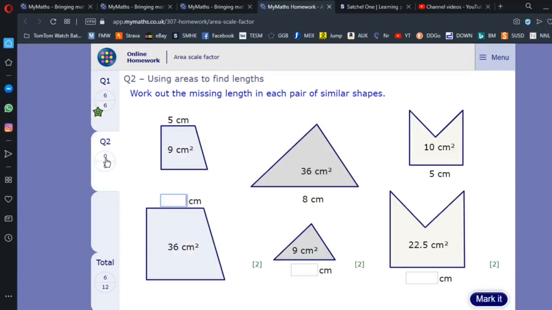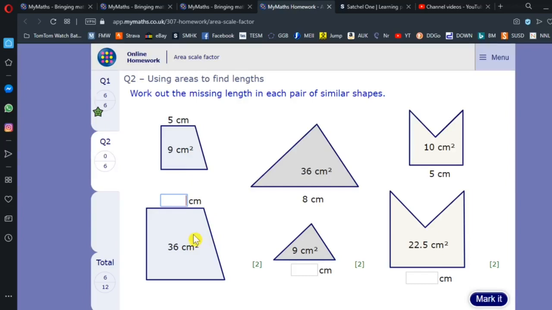Question 2. Right, these look similar, if you'll pardon the pun, but this time you're given 2 areas rather than 2 lengths, and you've got to use those 2 areas to get an area scale factor and then go backwards to get a length scale factor. So let's look at this. 9 has become 36, and these are both areas. 36 is 4 times 9, isn't it? So the area scale factor is 4.